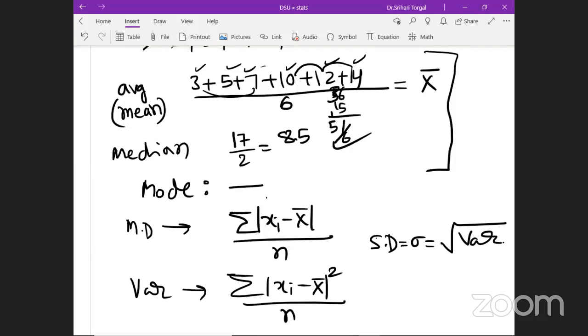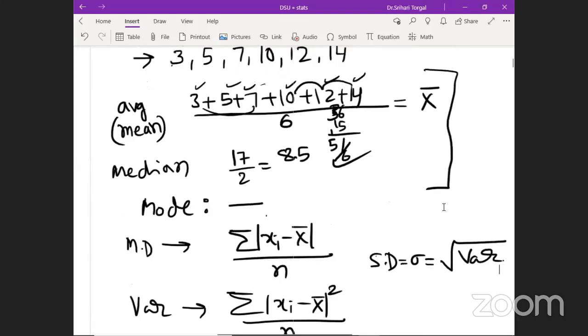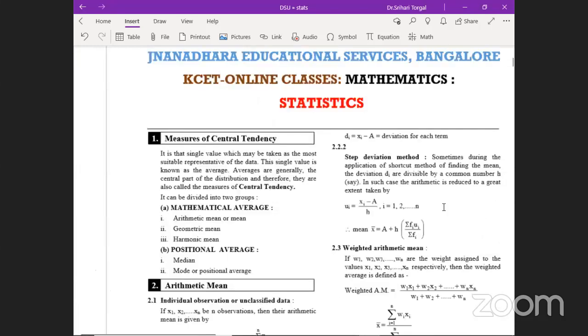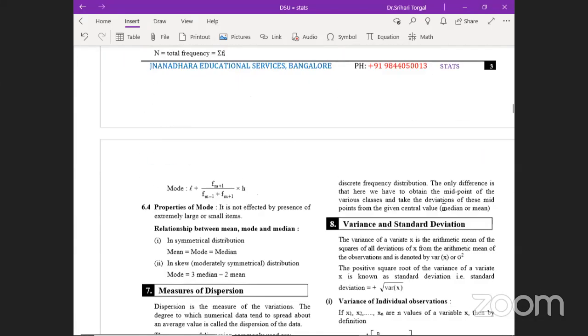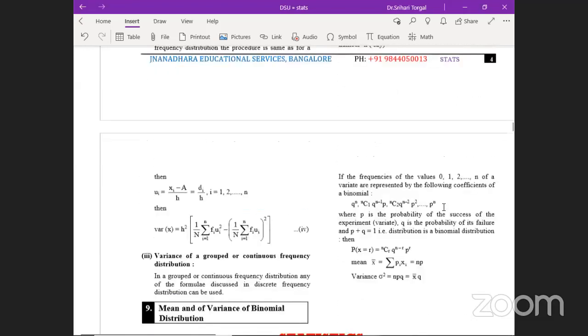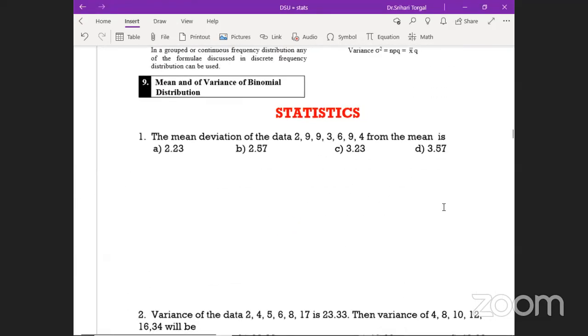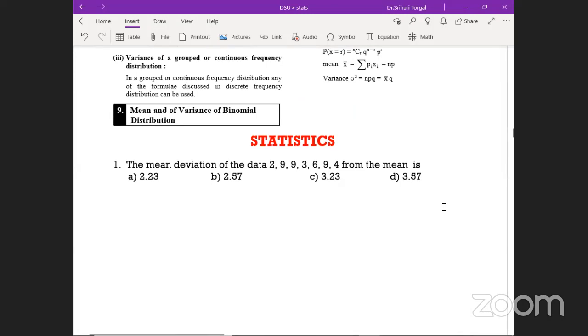Now we'll move on to some basic questions. Then I'll come back to the synopsis again. You can go through the problems. Find out the mean deviation of the data from the mean. First calculate the mean value, then the mean deviation.